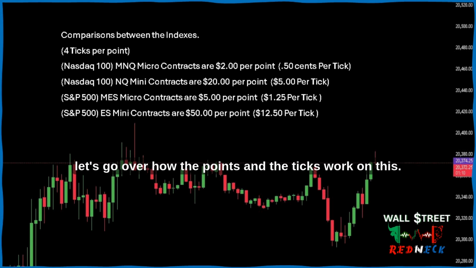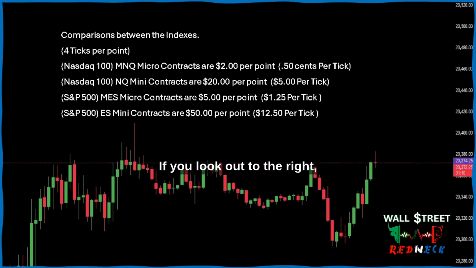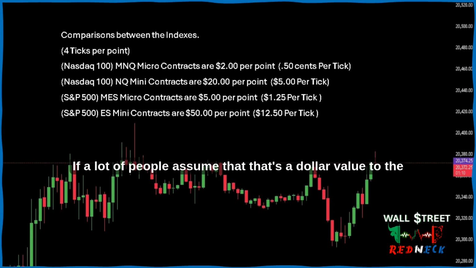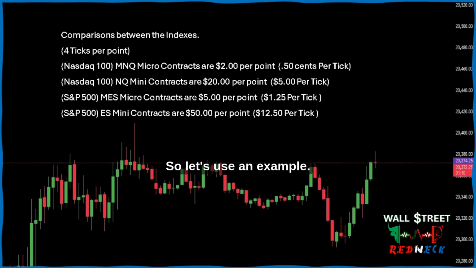Now let's go over how the points and the ticks work on this. There are 4 ticks in a point. If you look out to the right, a lot of people assume that that's a dollar value to the right of the chart. That's actually a point value. So let's use an example.